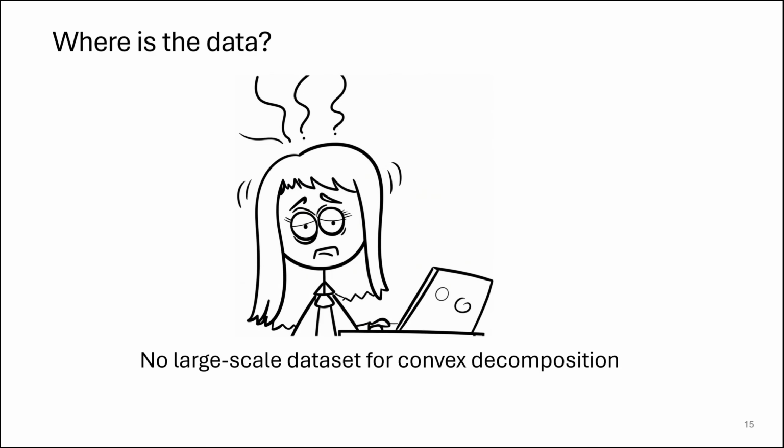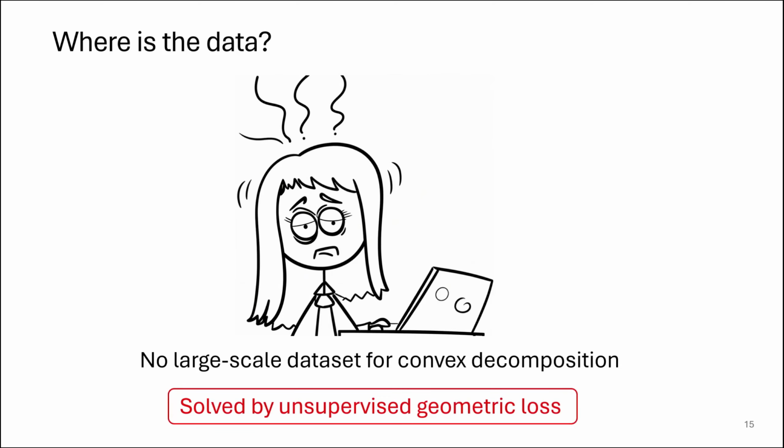Although it seems like a good plan, a key challenge is that we do not have data. In fact, we do not have large-scale paired data of shapes with their convex decompositions. So we develop unsupervised geometry losses, which allow us to train without data.